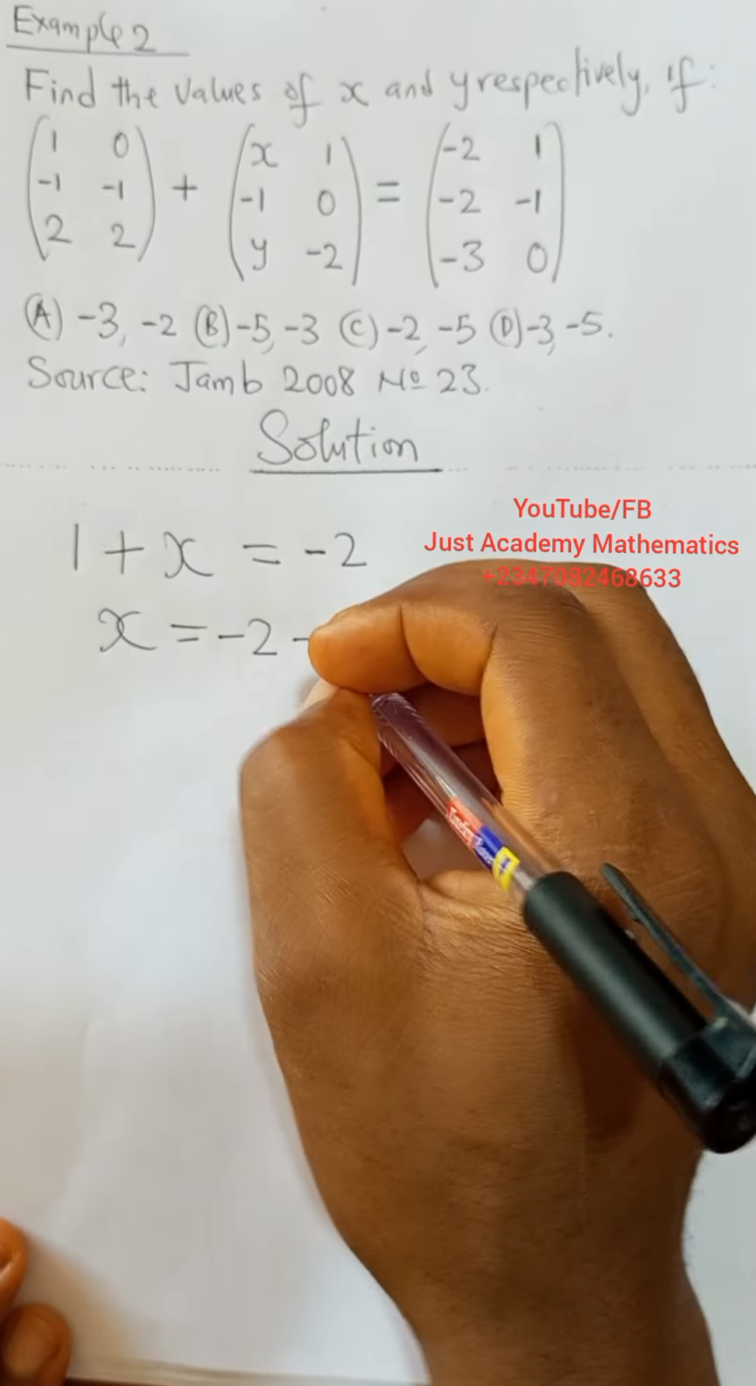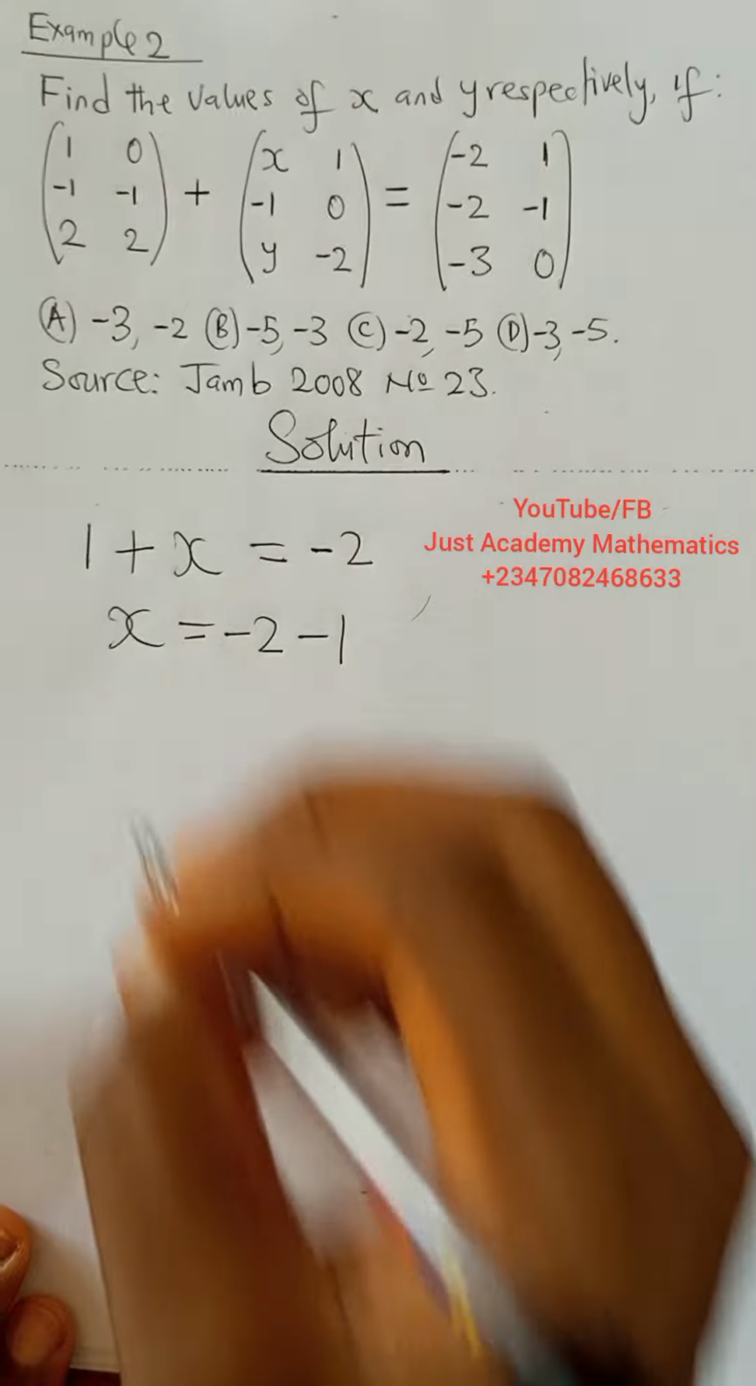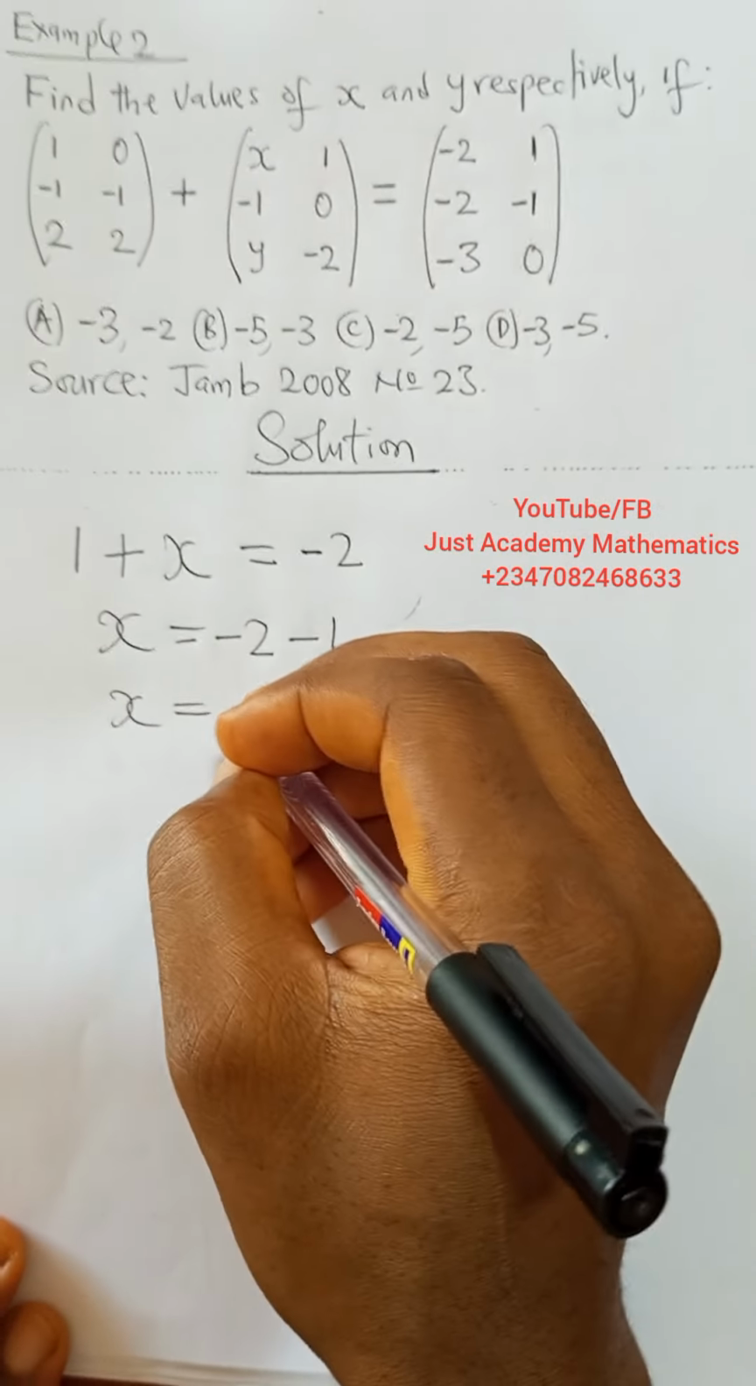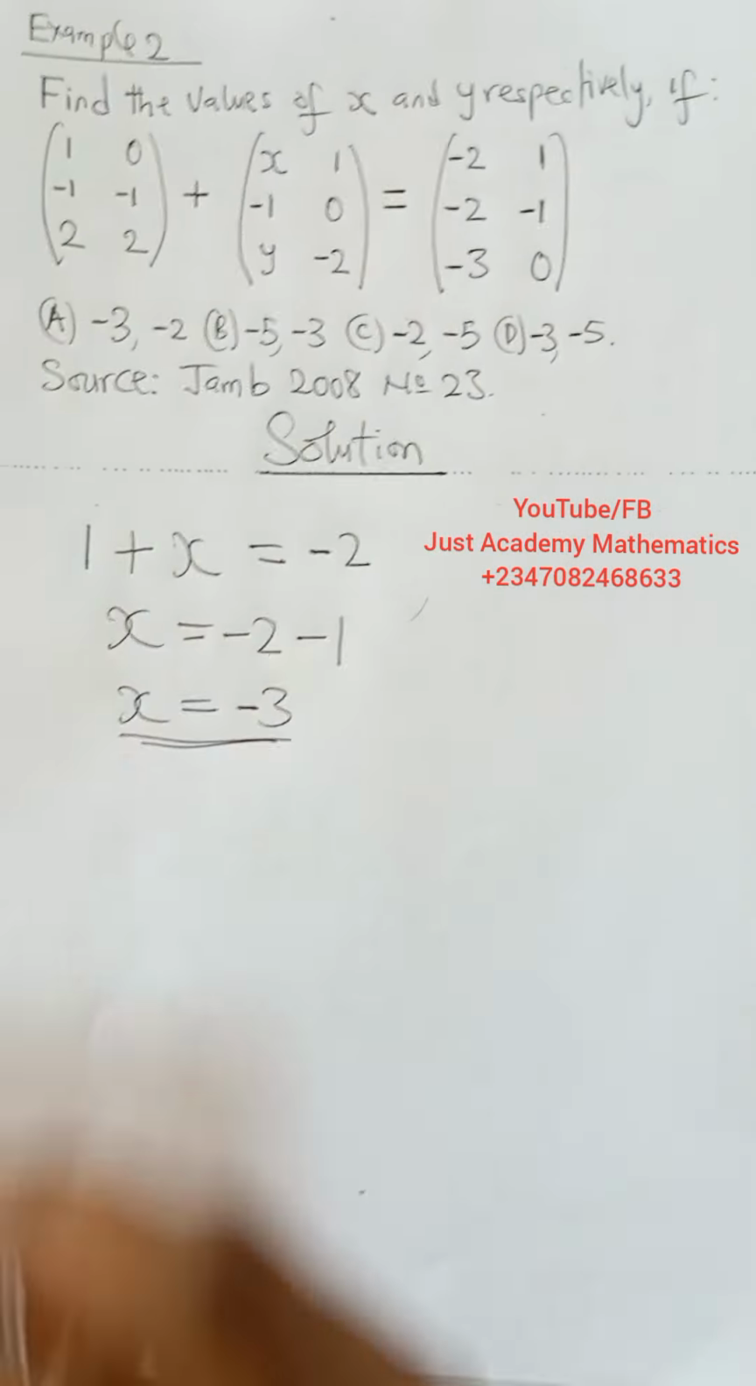Bring 1 here. You have minus 1 by collection of like terms. So x is equal to what? Minus 3. That is the value of x.